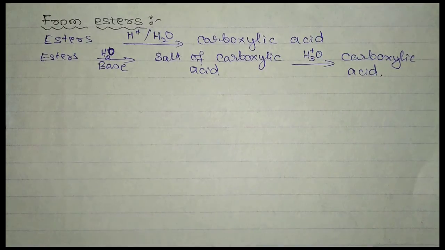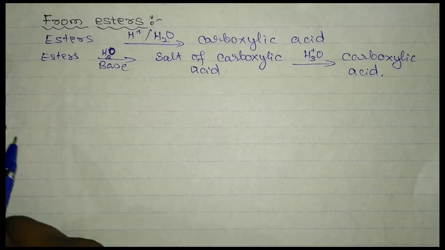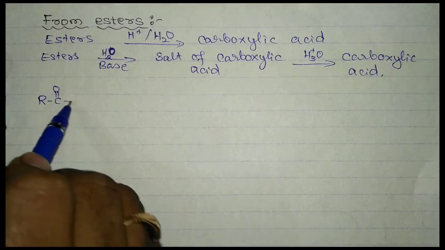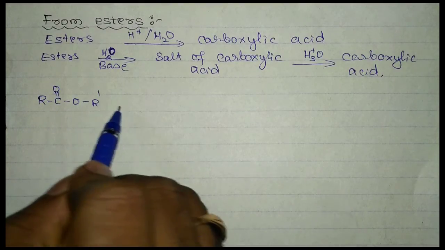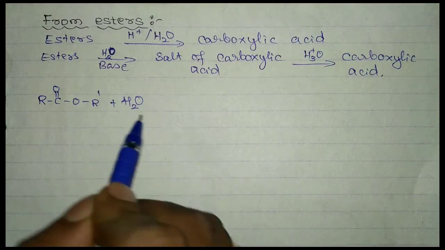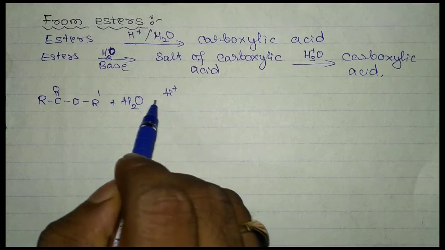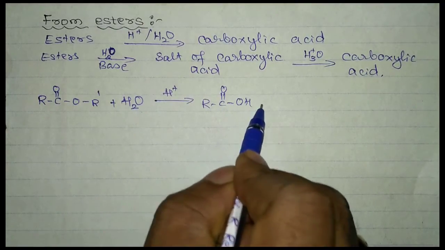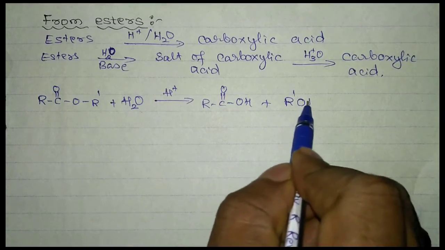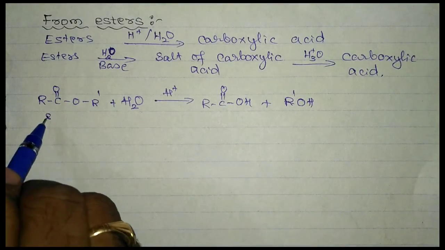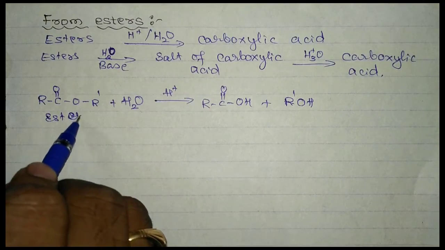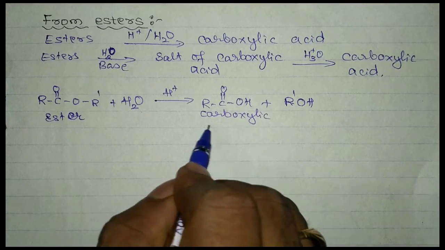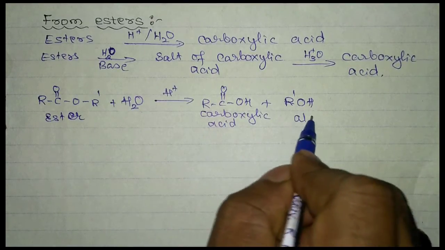Now we'll discuss the reaction. The ester general formula is RCOOR'. RCOOR' plus H2O, in the presence of acid, gives carboxylic acid, RCOOH, plus a molecule of alcohol. This is ester. This is carboxylic acid. This is alcohol.